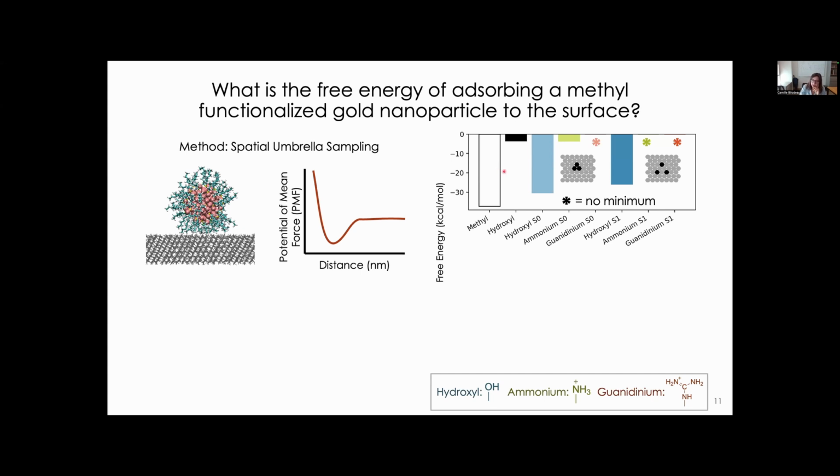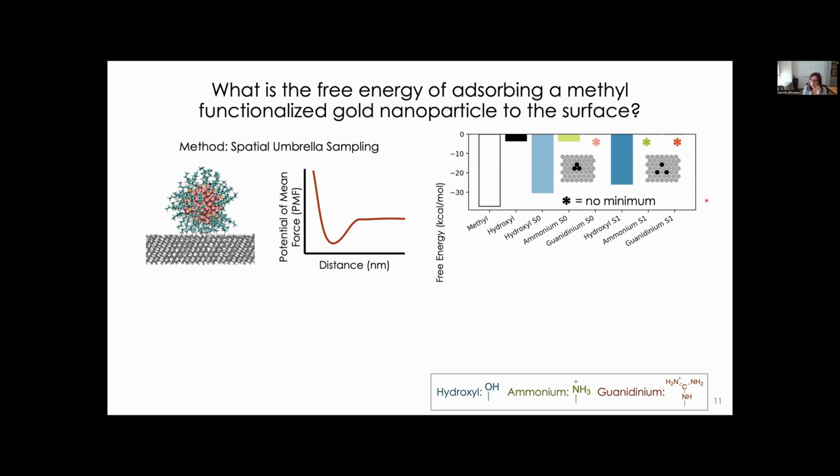We can also see that the hydroxyl groups are only slightly more hydrophilic than the methyl group. But again, we see that the ammonium and guanidinium surfaces are way more hydrophilic. And so here I've shown using an asterisk the PMFs that actually didn't have any minimum. But interestingly, we also see that for the ammonium S0 surface, we actually do get a slightly favorable binding. And this is about minus 5 kcal per mole. So this is not nothing. This is a meaningful minimum. And so this already illustrates that maybe ammonium isn't that hydrophilic.